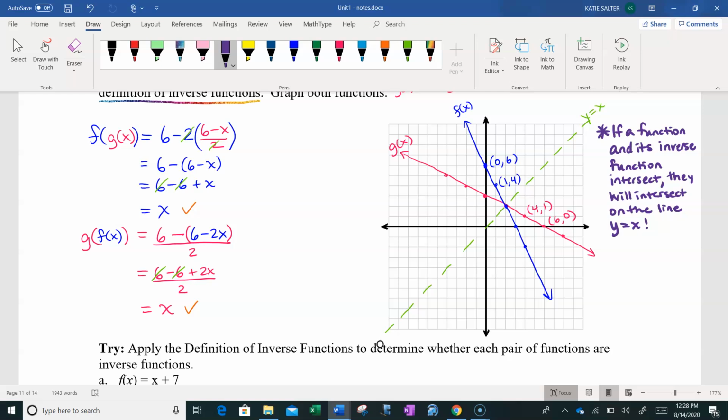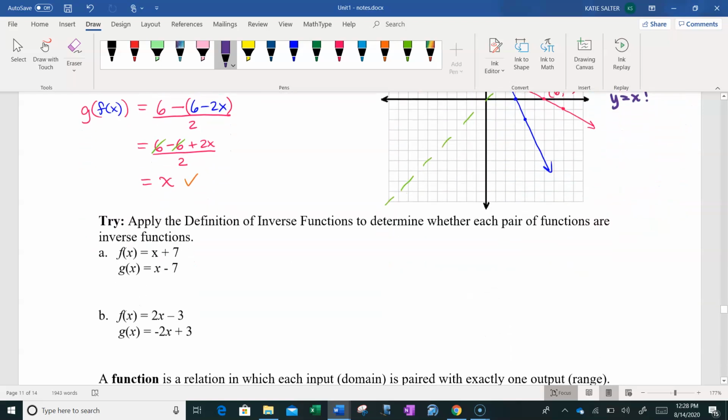If they do not, there's no reason to even try the other one, because if one of them doesn't come out to be x, it is definitely not an inverse. And if you want, you can use your graphing calculator or Desmos and graph them and graph the line y equals x to check to see if you think they're inverses from a graphical standpoint. But when it says to apply the definition of inverse functions, you must use your algebra. Pause the video, try both of them, then restart the video.